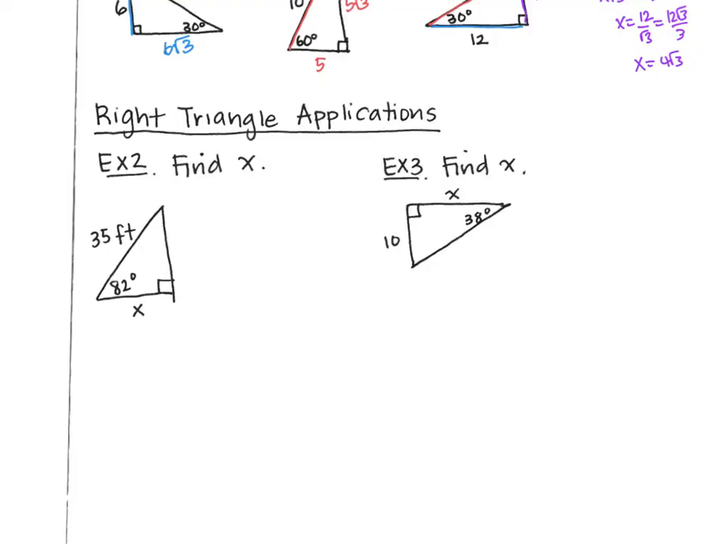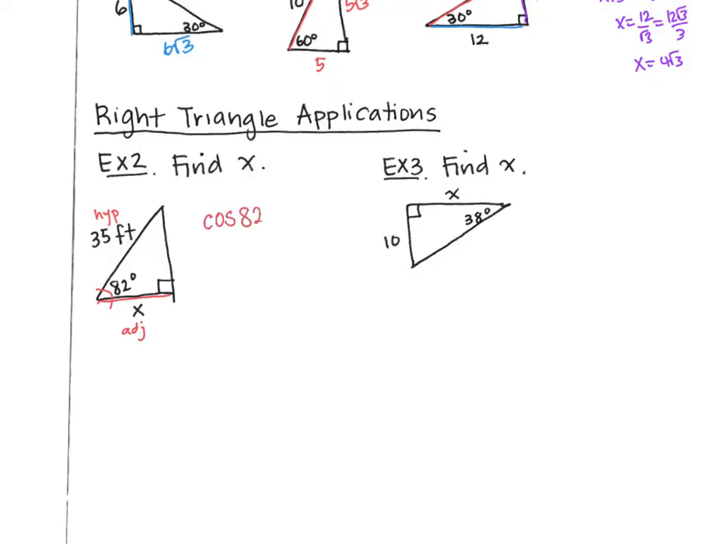Okay, so normally when you learn this, I can see that the angle I'm given is 82 degrees. I'm trying to find x. X is the adjacent side. And I'm also given the 35 on the hypotenuse. So I think, what trig function involves adjacent and hypotenuse? Oh, that's cosine. Okay, so I'm going to write a cosine equation.